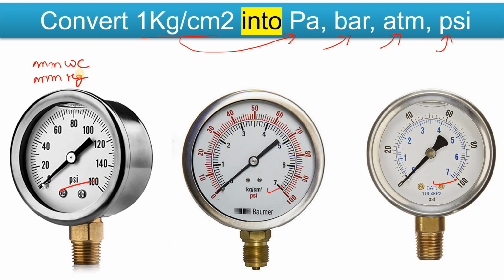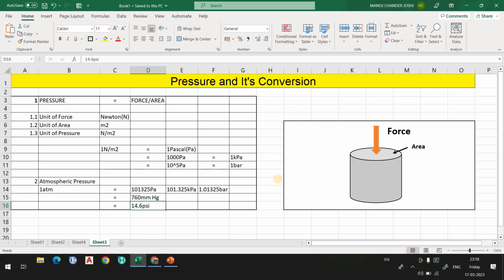And we will also develop one Excel formula sheet, so that you can understand it in a better way. Now before I start the conversion of 1 kg per centimeter square into Pascal, bar, let's understand the pressure. What is the pressure basically? Because the basics should always be clear, right?